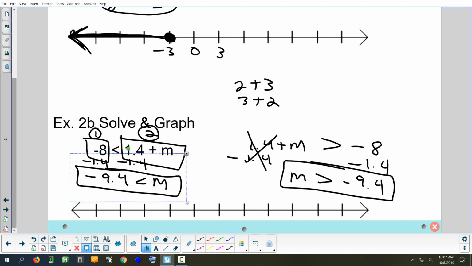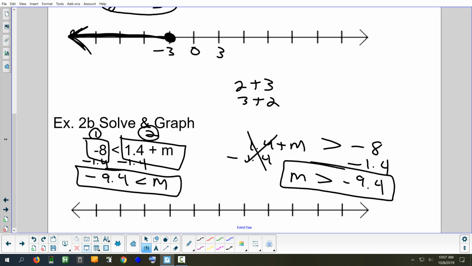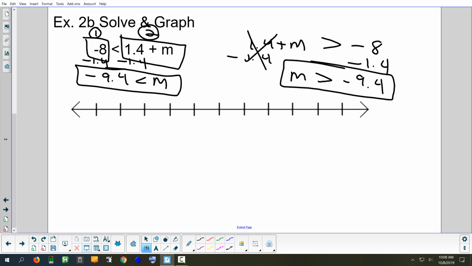Which one do you think I like better though? The one on the left or the right? Right. Why do I like this one better? Because the m is letter, symbol, number. Right, it's letter, symbol, number. So the symbol tells me shade to the right.